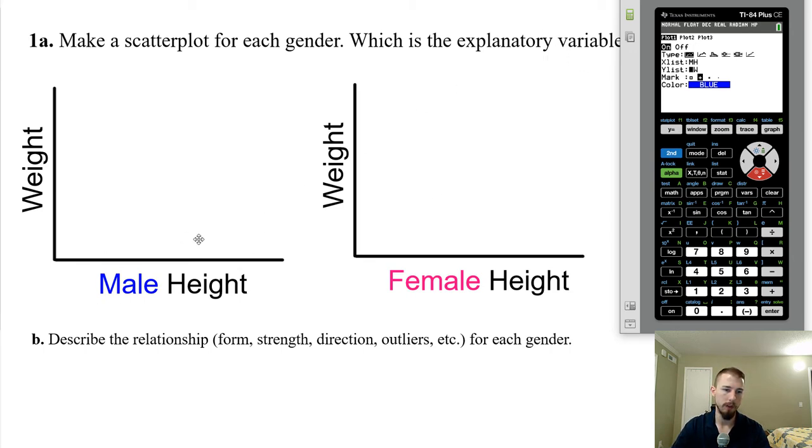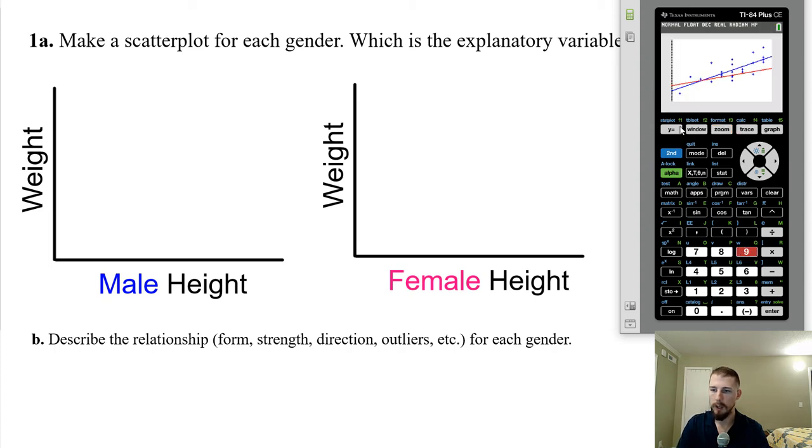So we're going to look and see how the weight increases or changes as the male height changes. So we're saying that the male height is explaining the weight, not the other way around. Anyway, I like to use the plus signs because they're precise, and then I'm going to use blue for the boys. So then we're going to do zoom 9.